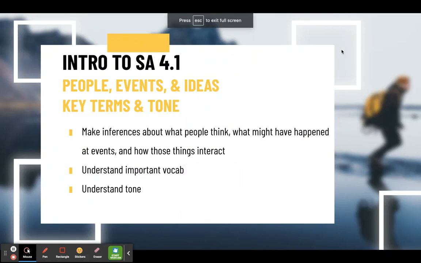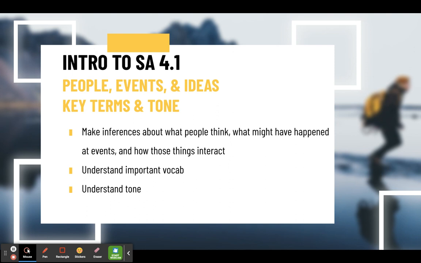Okay, this is going to be an introduction to SAW 4.1. In SAW 4.1, you're going to be looking at people and what they think, events that have happened, and different ideas and how those things interact. You might see questions that ask you things like, based on this passage, what do you think the author would think about blank? And you're going to have to practice making inferences into what other people think or what has happened at events, things that were not written down.